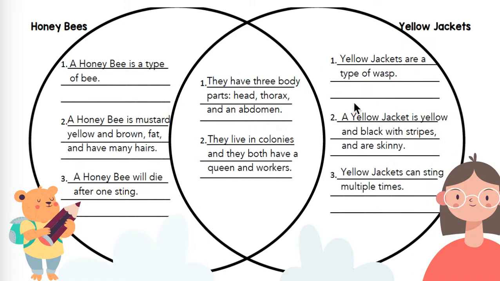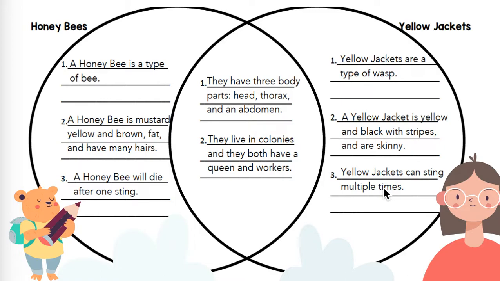Which means I should also be saying how the yellow jacket looks that is different from the honeybees. So I wrote, a yellow jacket is yellow and black with stripes and is skinny. Okay, on here, it talks about the stinger. So I also need to be talking about a stinger when I find the difference. Number 3, yellow jackets can sting multiple times.